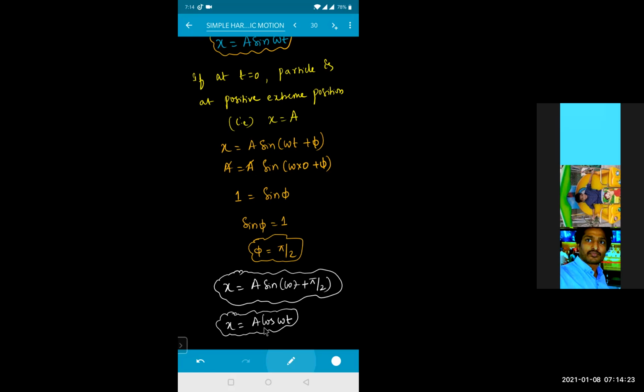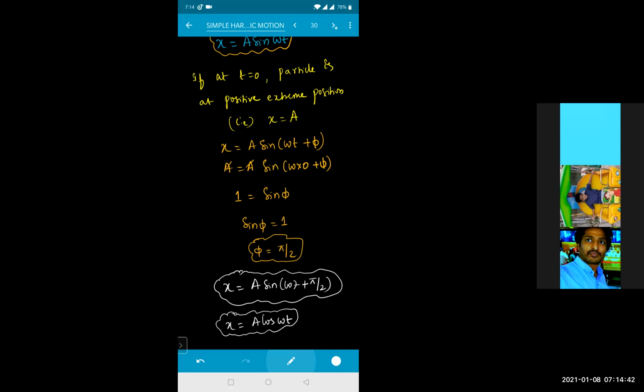So sine of omega t plus pi by 2 can be written as x is equal to a into cos of omega t. That means the sine form and the cosine form of the equation I have already given you. Sine form of an equation is x is equal to a into sine omega t, and cos form of an equation is x is equal to a into cos of omega into t.